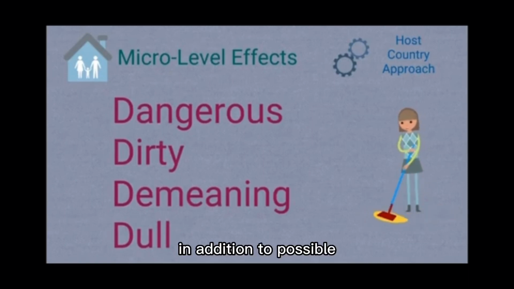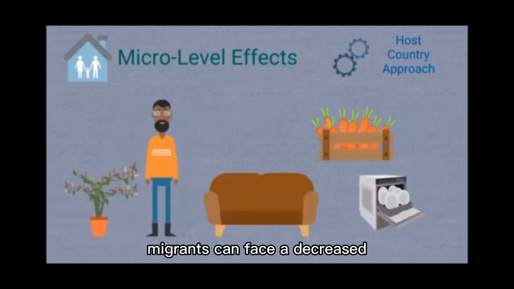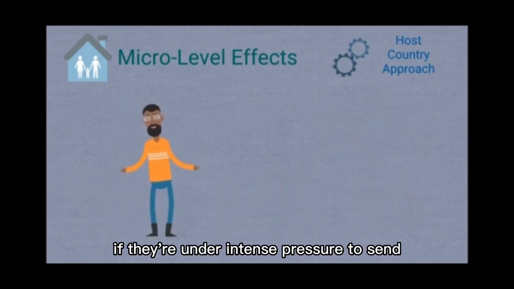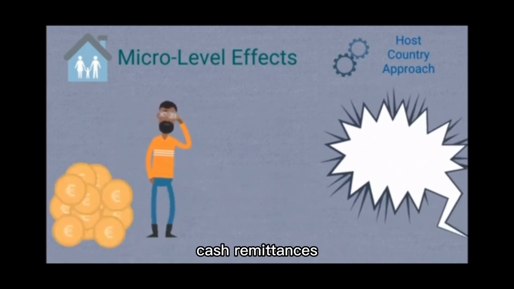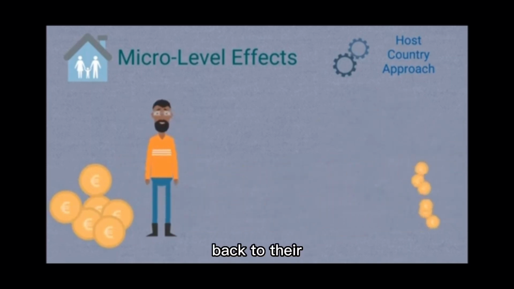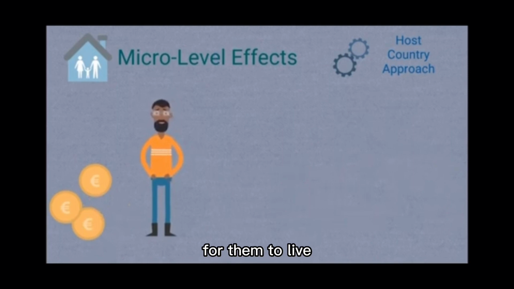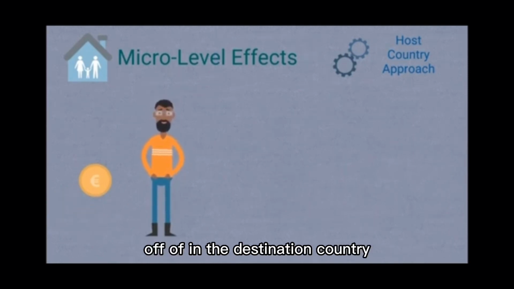In addition to possible exploitation, migrants can face a decreased standard of living in the host society if they're under intense pressure to send cash remittances back to their place of origin, since this will decrease the funds available for them to live off of in the destination country.